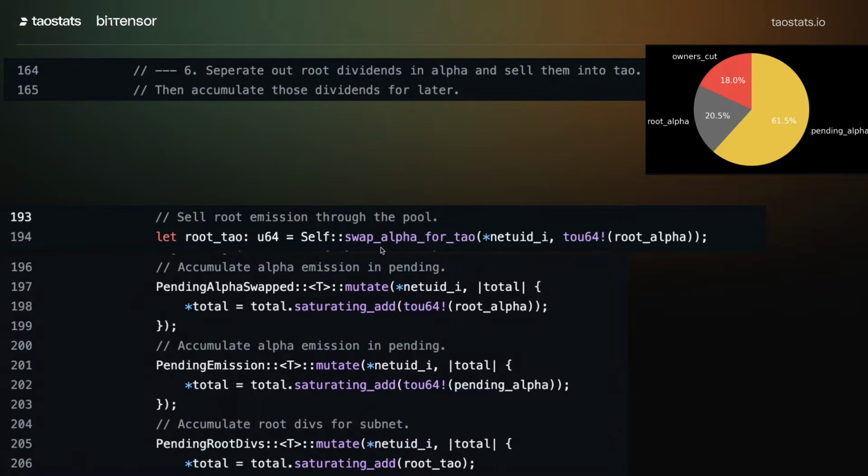So now that we've sold it, we've completed everything that needs to be done inside that first block. So we're going to accumulate the pending alpha swapped, the pending emission, which is all of this over here. We're also going to accumulate the root tau that we calculated. And if you remember, we added the pending owner's cut earlier in the video. So now we're at the end of that first block.